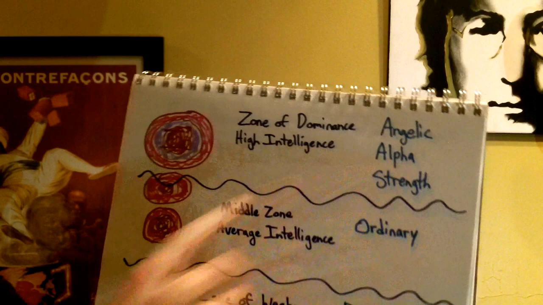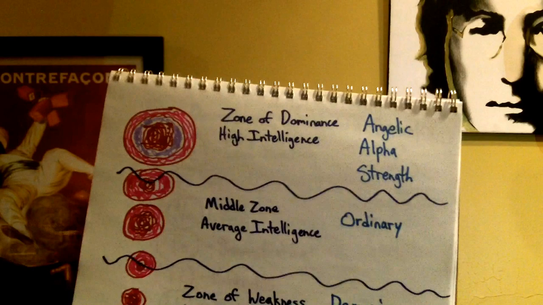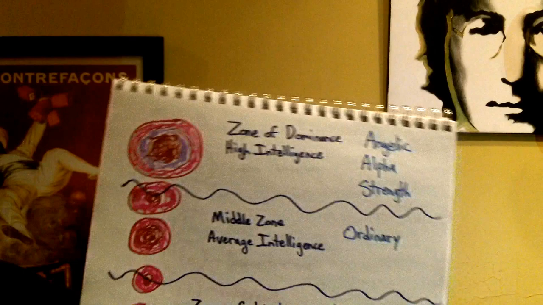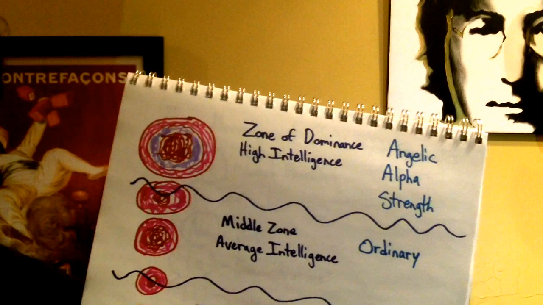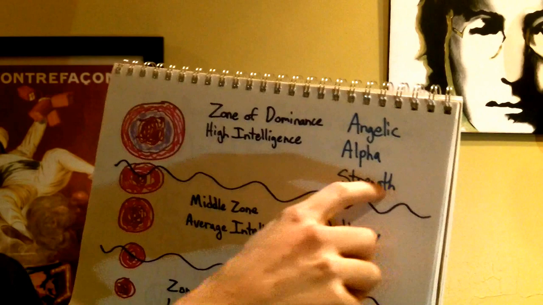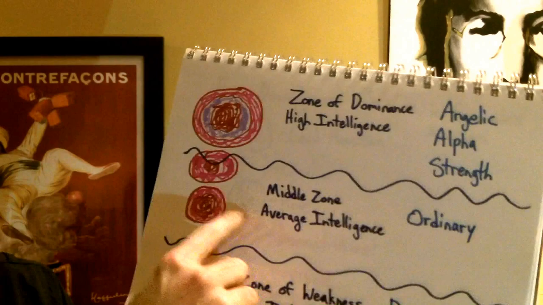In animal psychology, you've got your alpha wolves, your omega wolves, your beta wolves. Well, in terms of human intelligence, it also seems to work in this way, in which somebody with a high intelligence will behave in an alpha way, which is also strong. So I'm just trying to flesh out the basic idea. In the middle zone, you've got your ordinary.